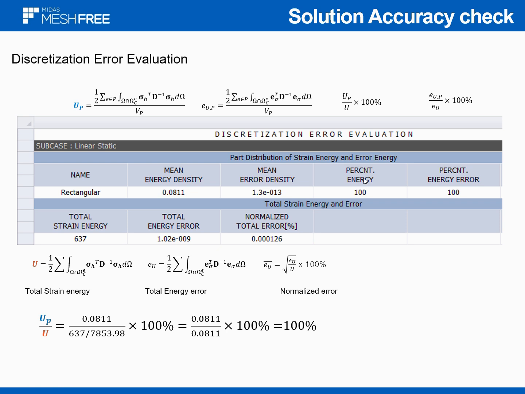At the same time, because of that, 100% of the error will be related to this part. So the total energy error is this one, the error accumulated for that part. 100% of the total energy error is distributed to this part. When we are dealing with an assembly, this value will be divided proportionally or not proportionally, depending on how much energy has been distributed.